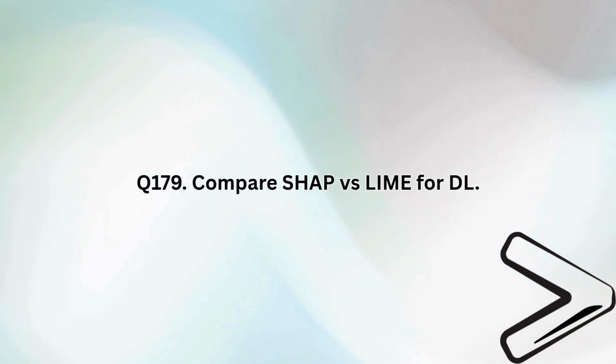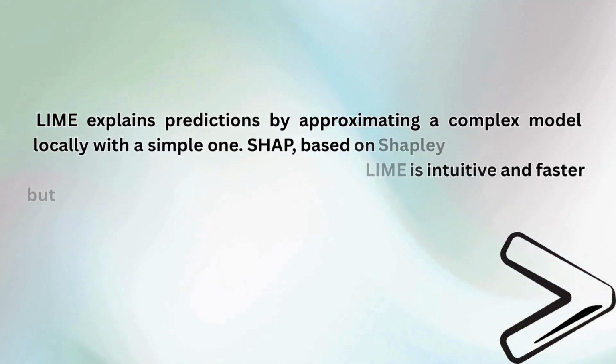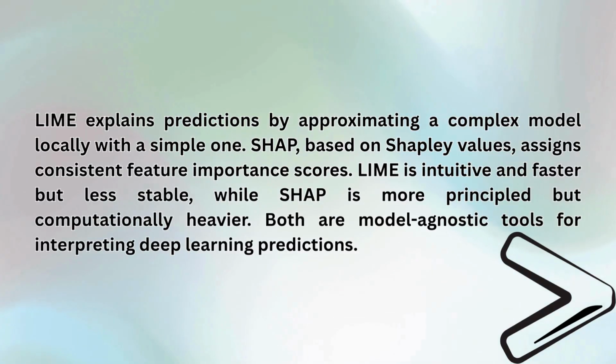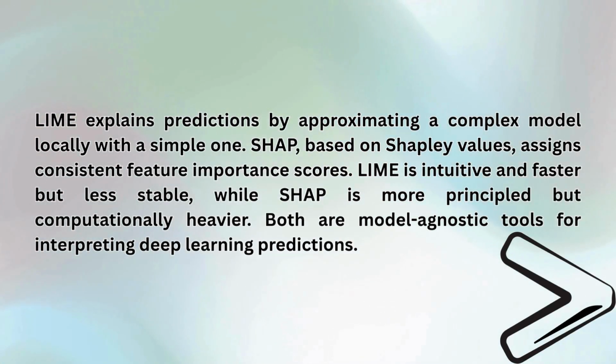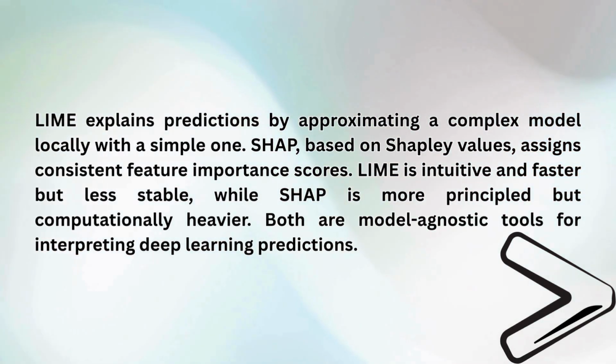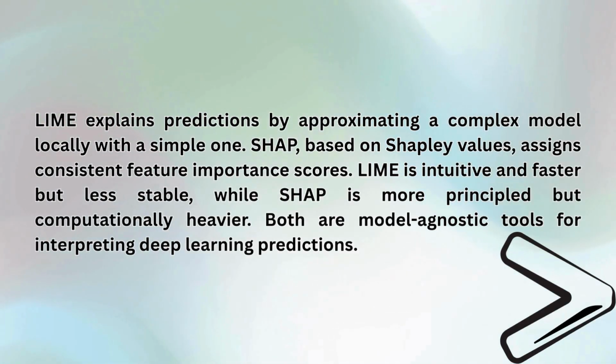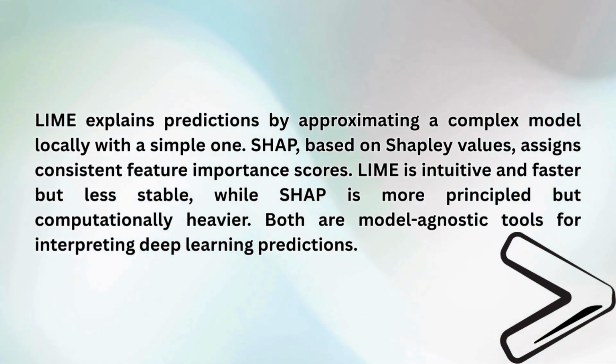Compare SHAP versus LIME for DL. LIME explains predictions by approximating a complex model locally with a simple one. SHAP, based on Shapley values, assigns consistent feature importance scores. LIME is intuitive and faster, but less stable, while SHAP is more principled but computationally heavier. Both are model-agnostic tools for interpreting deep learning predictions.